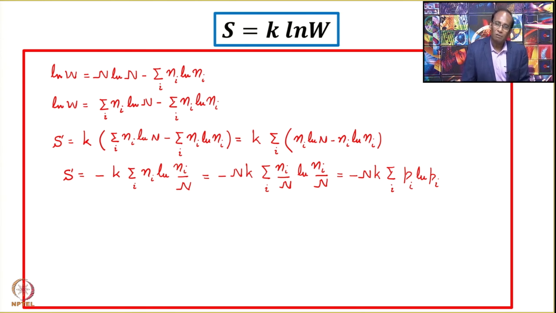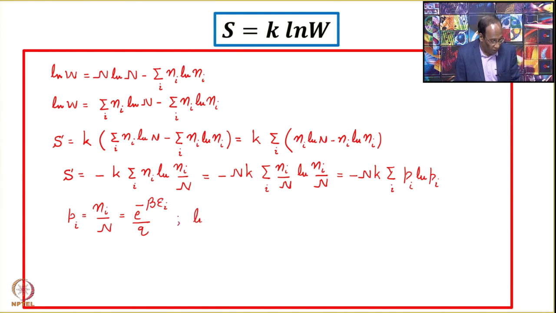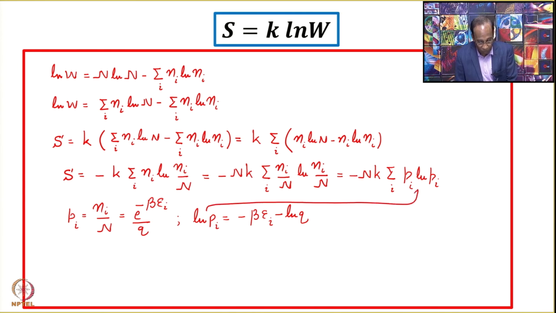Why have we done this? Because we already know that a relationship exists between the fractional population of the ith state and the molecular partition function. What is that? Remember that Pi is equal to Ni upon N, which is equal to exponential minus beta Ei upon Q. We are moving towards connecting S with Q. If Pi is this, then log Pi, which is what we are interested in, is equal to minus beta Ei minus log Q. And now I can substitute this log Pi over here. Let us do that and see what happens.